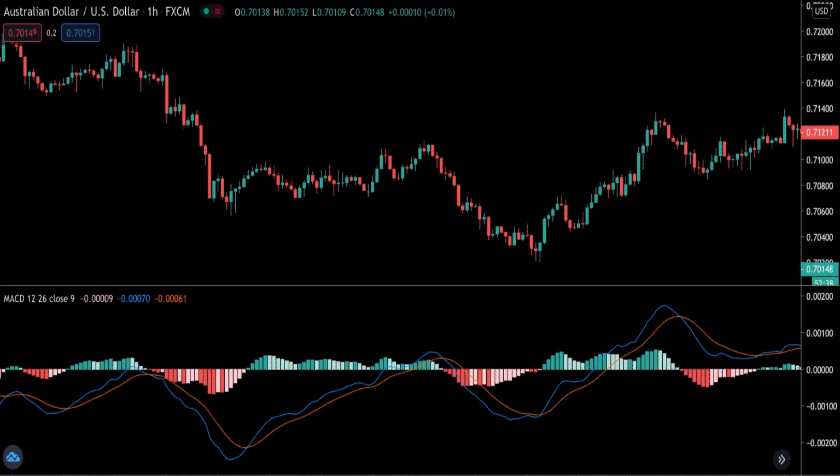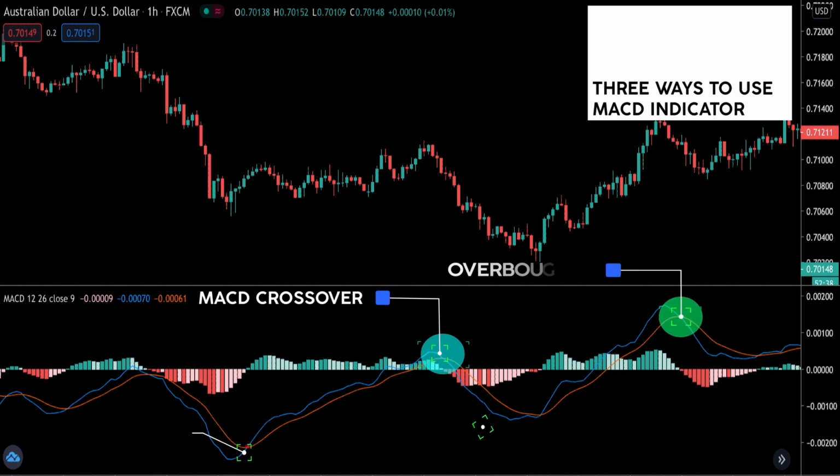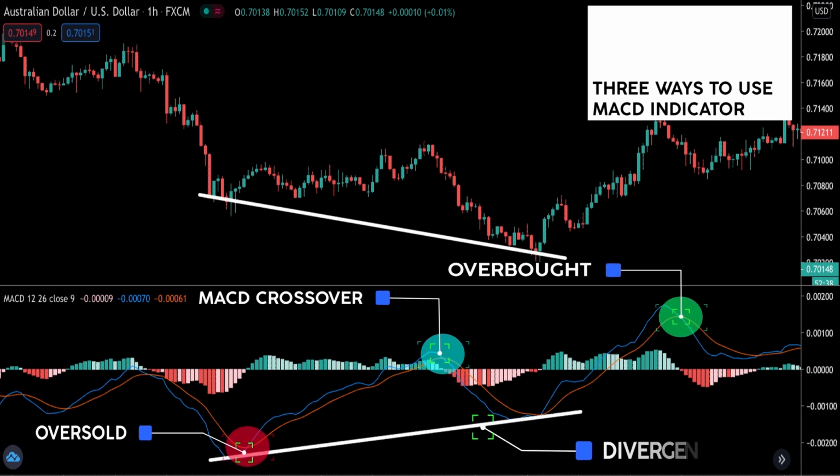Now that you have a thorough understanding of how the MACD indicator works, let's get into the 3 ways you can use the MACD indicator, which are crossovers, overbought and oversold, and divergence.